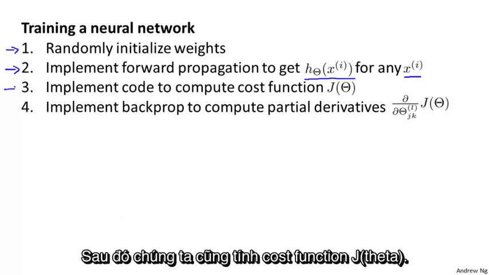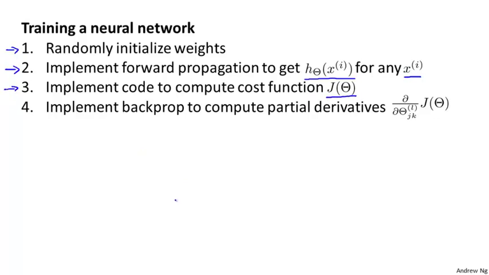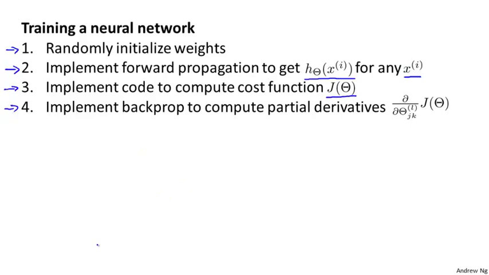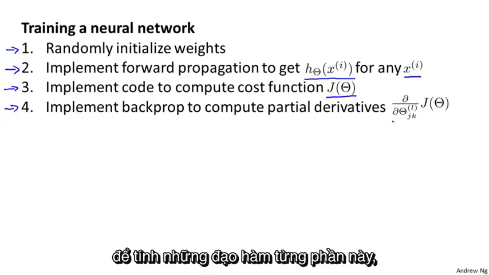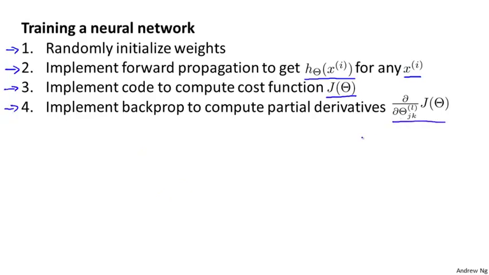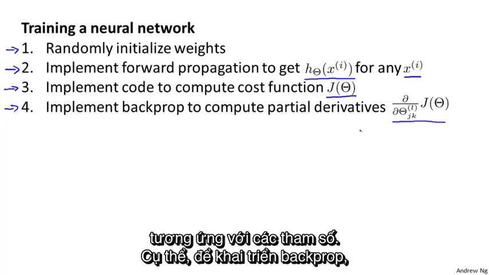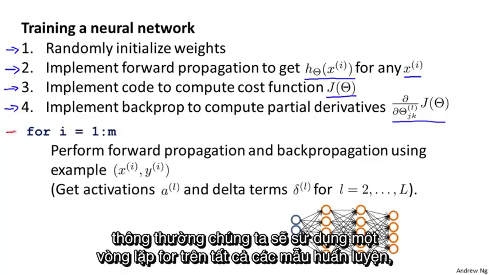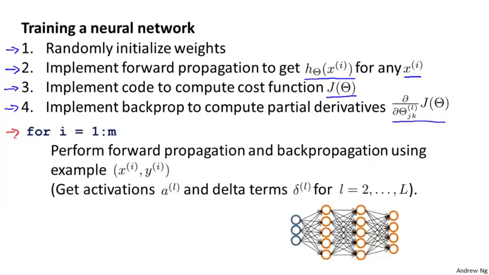We then also implement code to compute this cost function J of theta. And next we implement backprop, the backpropagation algorithm, to compute these partial derivative terms, partial derivatives of J of theta with respect to the parameters. Concretely, to implement backprop, usually we will do that with a for loop over the training examples.